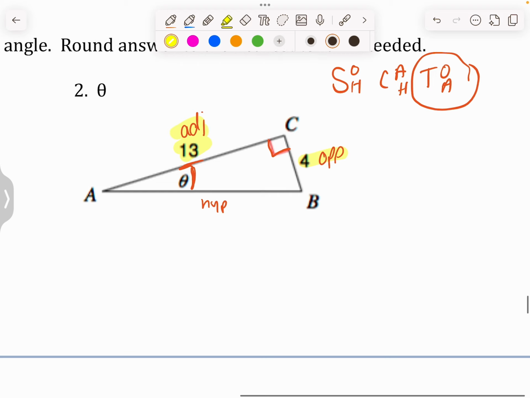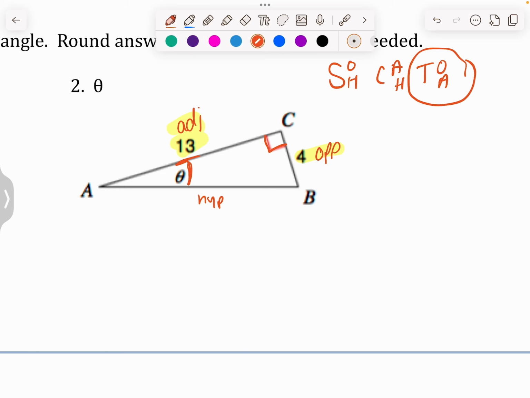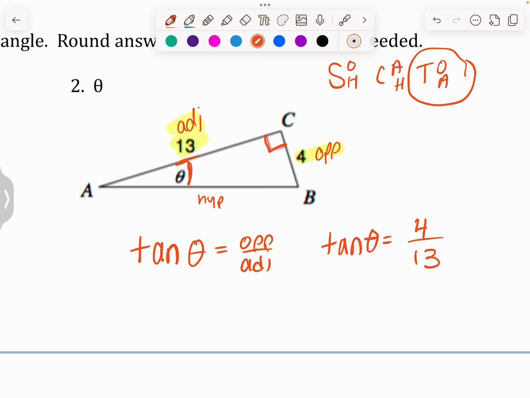You could use the Pythagorean theorem to solve for it. But if I just want to find the angle, I'm going to use the two sides that are given, which means I'm going to use tangent. So if tangent of that angle is equal to opposite over adjacent, means that tangent of that angle is equal to 4 over 13, then the inverse of tangent of 4 over 13 will give you the angle.